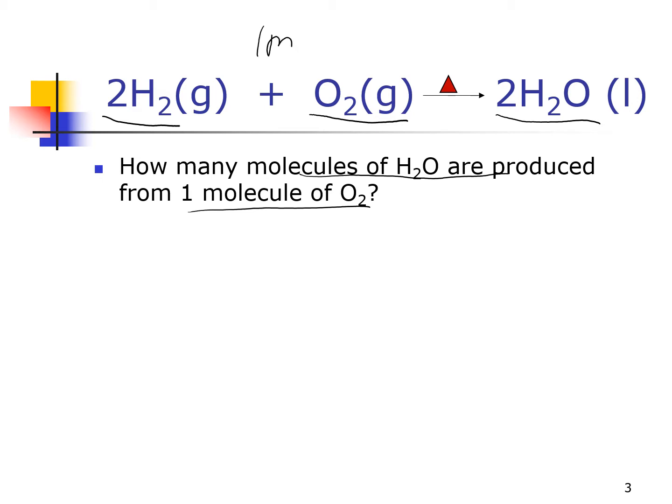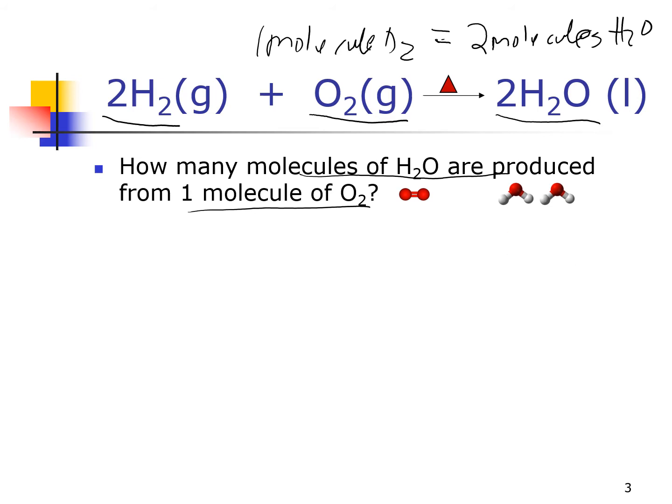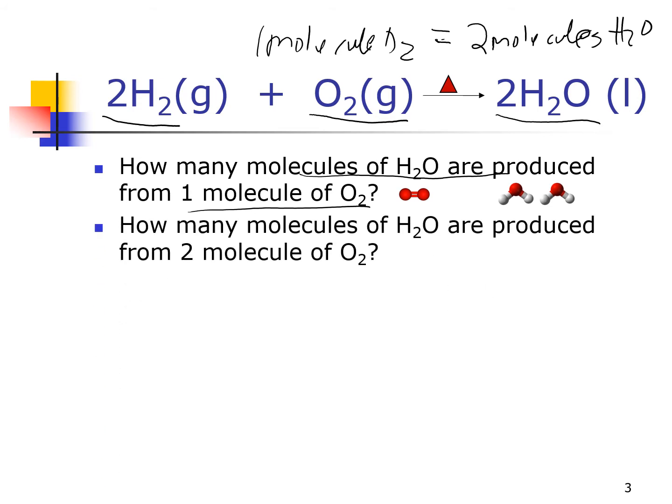So 1 molecule of oxygen produces 2 molecules of water. And we're assuming we have plenty of hydrogen. This shows us a molecule of oxygen and 2 molecules of water. How many molecules of water are produced from 2 molecules of oxygen?